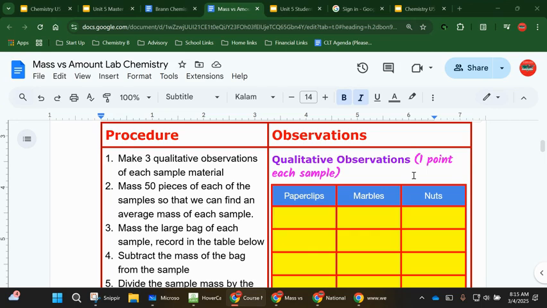Now, when you get there, there is a tray with loose pieces, and there is a bag that is sealed up with a certain amount of them in it. Okay? You will make observations of the loose pieces because you can feel those. You can smell those, things like that. Then you're going to count out 50 samples. And you are going to find the mass of 50 of those samples, just those samples, not the weighing boat that you are going to put them in.